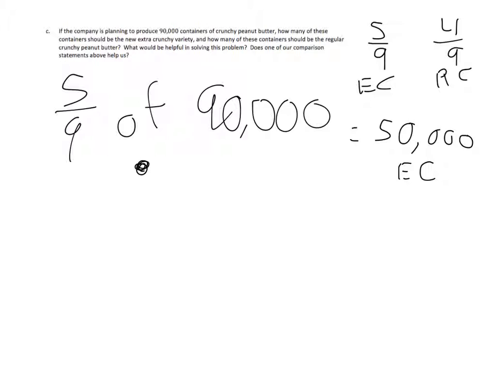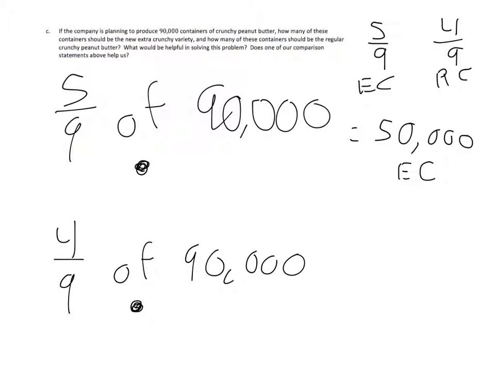It's going to be the same process for the regular crunchy. We know that 4/9 of the total, being 90,000, is regular crunchy. So we can use 4/9 of 90,000, remembering that of means multiply. So 4/9 of 90,000, well, 4/9 of 9 is 4. But since it's 90,000, it's going to become 40,000. And there we go. We have 40,000 regular crunchy.